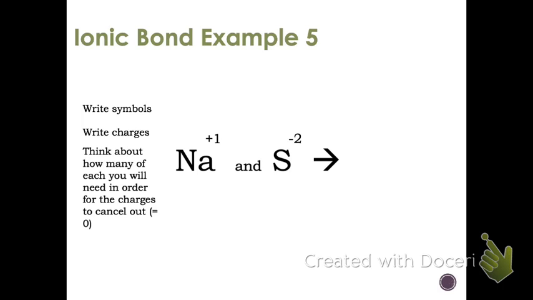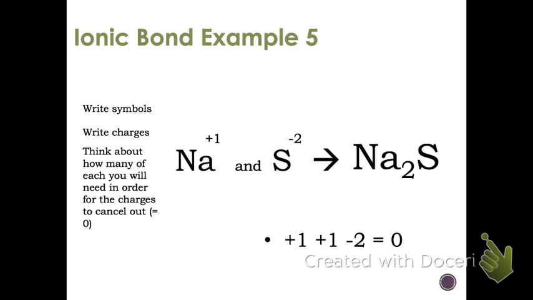2 sodium and 1 sulfur. Good. 2 sodiums and 1 sulfur. So we write it like this. The 2 is a subscript. It says that I need 2 sodium ions for every 1 sulfur ion. And of course, the reason why we do this is because we want the total number of charges to add up to 0. So we've got 2 sodiums with +1 charges here. So these are my sodiums, +1, +1. And we've got 1 sulfur, -2. And when we add those all up together, we get 0. Okay?